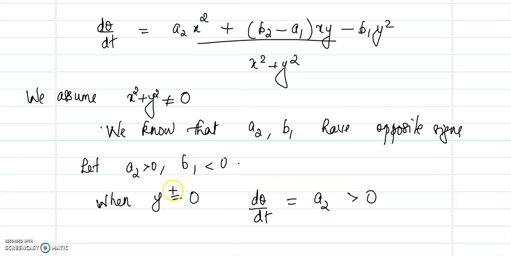So we have got that when a2 is greater than 0 and when y is equal to 0, d theta by dt would be greater than 0. Now let us look at the case where y is not equal to 0.